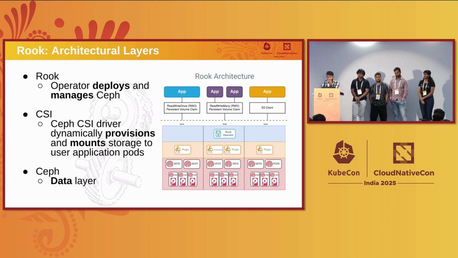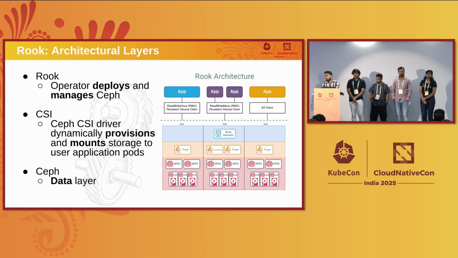So this is how the Rook architecture looks. At the bottom, in red, those are Ceph pods, and Ceph is the data layer where your actual data is stored. On top of that, we have the Ceph CSI driver that dynamically provisions and mounts the storage to the user application pods. And at the top, in blue, we have Rook, which is our operator that deploys and manages the Ceph lifecycle.